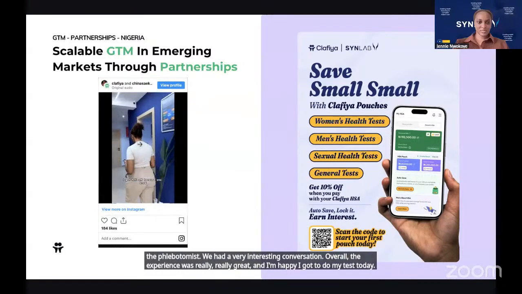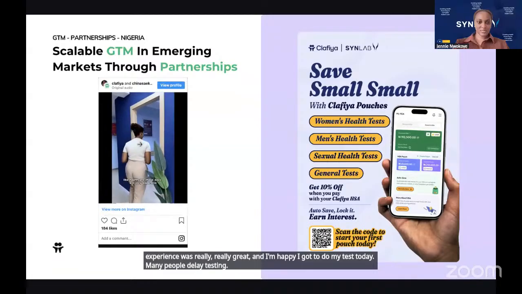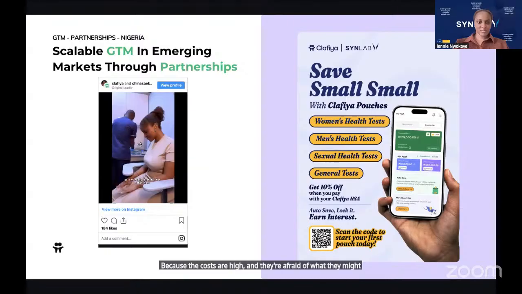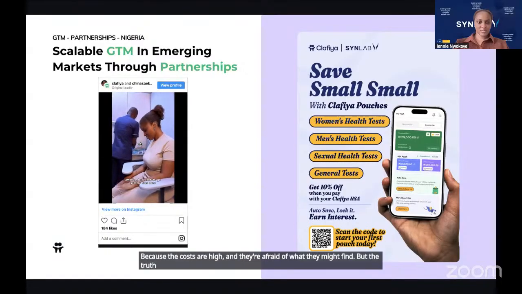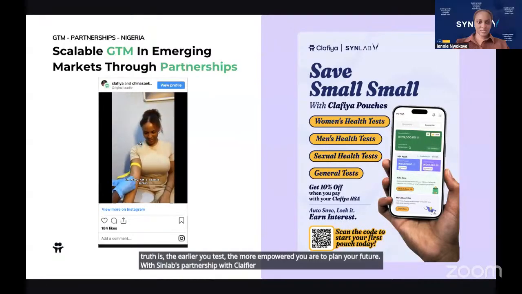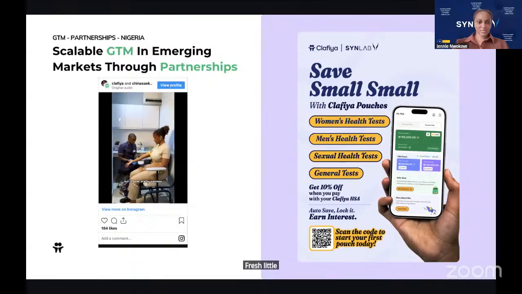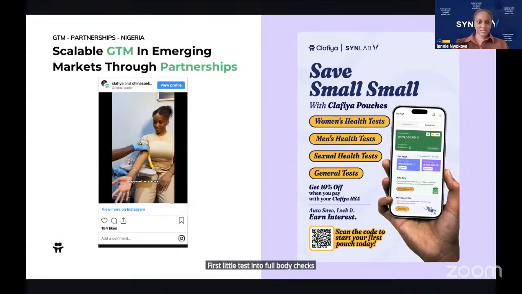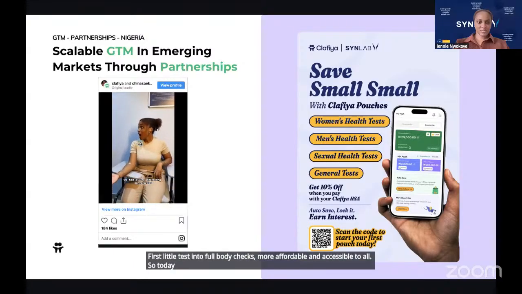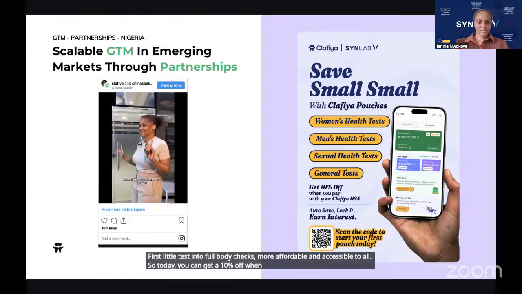Many people delay testing because the costs are high and they're afraid of what they might find. But the truth is, the earlier you test, the more empowered you are to plan your future. With SynLab's partnership with Clavia, we're making diagnostics, from fertility testing to full body checks, more affordable and accessible to all. So today, you can get 10% off when you pay with your Clavia Health Savings account.